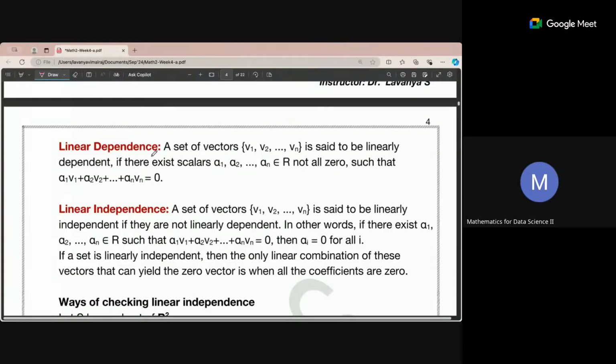So what is linear dependence and independence? Linear dependence means, if you are given a set of vectors v1, v2, ..., vn, this set we call linearly dependent if you can find scalars, not all 0, such that alpha 1 v1 plus alpha 2 v2 plus ... plus alpha n vn is equal to 0. Here, not all 0 is important. It means at least some of these scalars should be non-zero. For example, suppose you are considering this set.